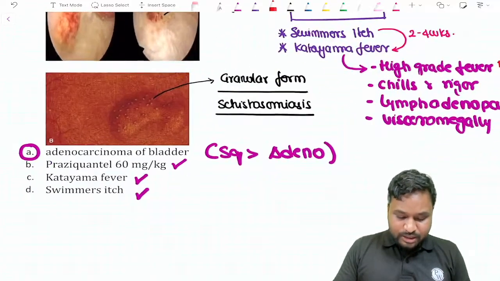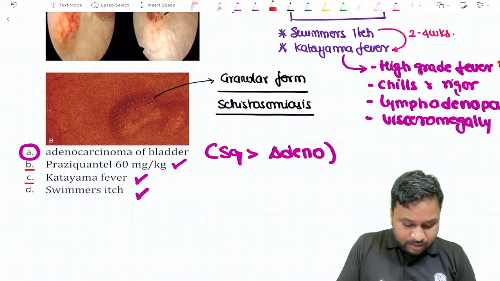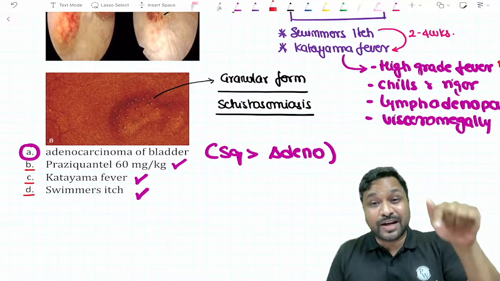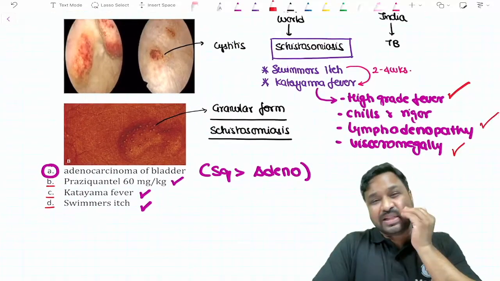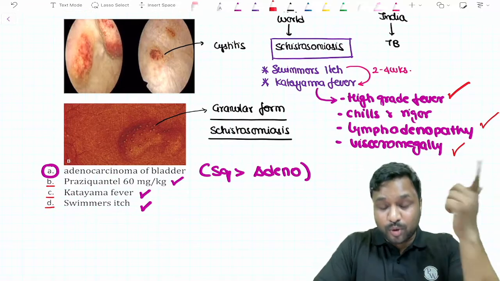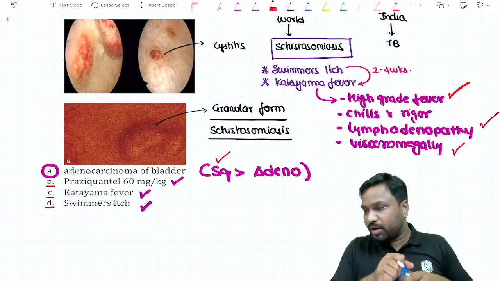Now, remember, the drug of choice is going to be praziquantel at 60 milligrams per kg. You will have Katayama fever. Swimmer's itch is the point of entry of the Cercarial larva into the body as well. Does it cause carcinoma? The answer is yes, but it is more prone for squamous cell carcinoma of the bladder when compared to adenocarcinoma.